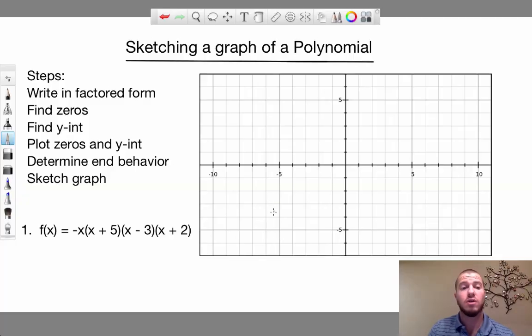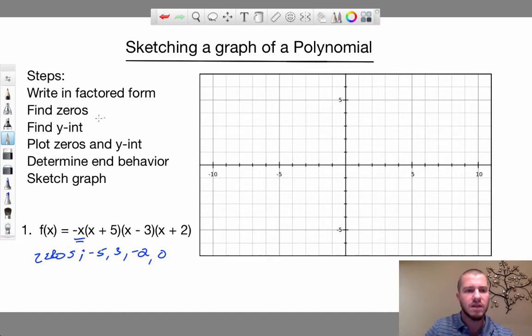Okay, so we're going to do two examples of sketching a graph of a polynomial. Go ahead and pause it, write the steps down, and draw a graph, and I'll get back to graphing this one. We're first going to write it in factored form, which this one is already done. Now we need to find the zeros. So for this one, my zeros are going to be -5, +3, -2, and don't forget this x out in front is going to be 0.